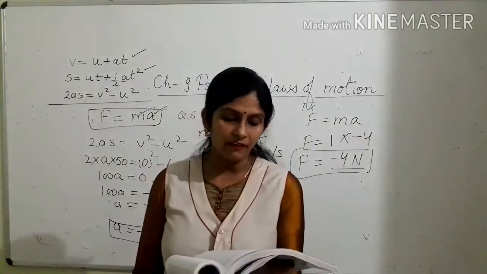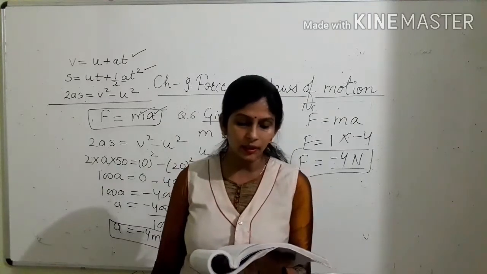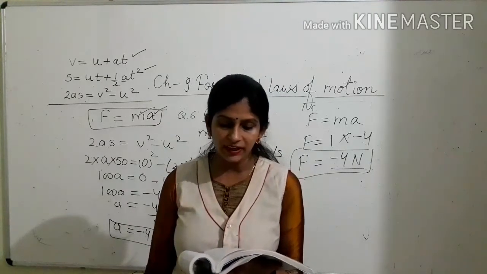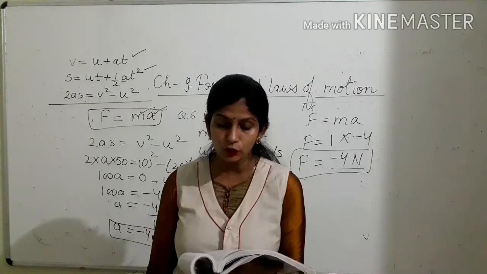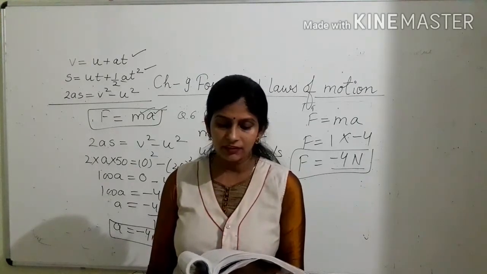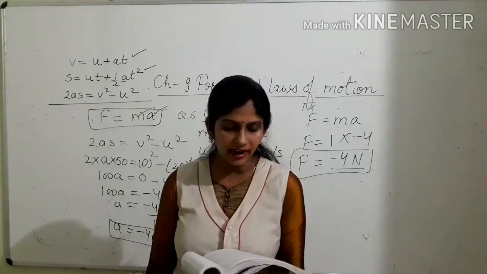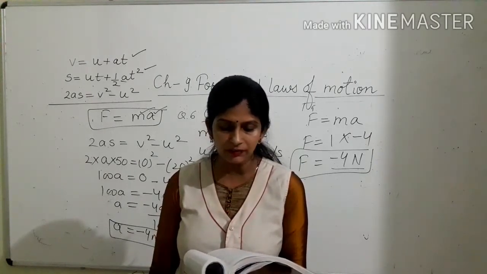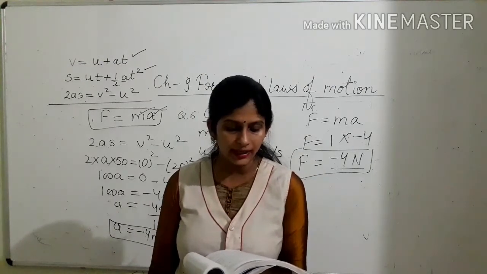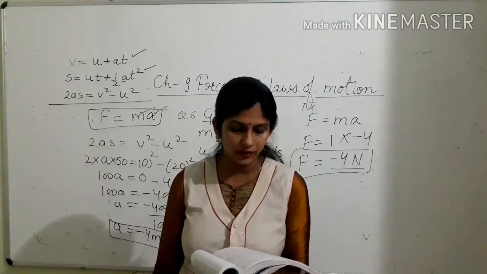Now we have question number 7. An 8,000 kilogram engine pulls a train of 5 wagons, each of 2,000 kilogram, along a horizontal track. If the engine exerts a force of 40,000 Newton and the track offers a friction force of 5,000 Newton, then calculate A, the net accelerating force, and B, the acceleration of the train.